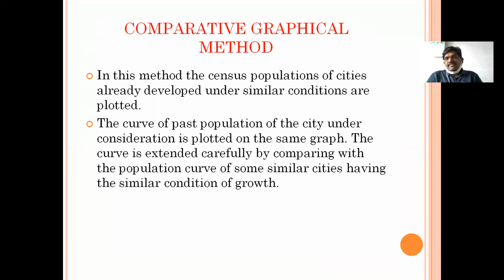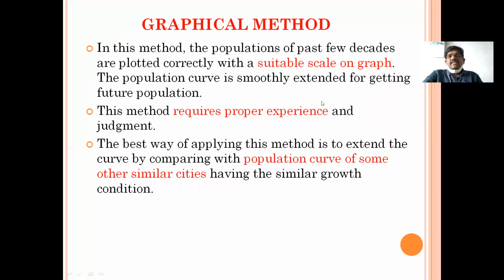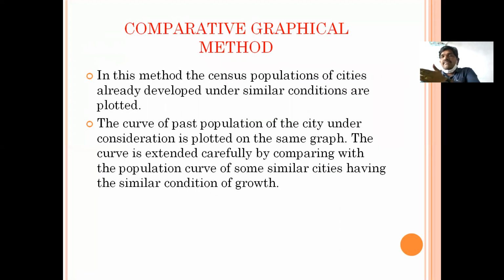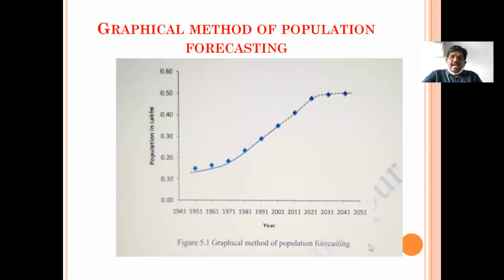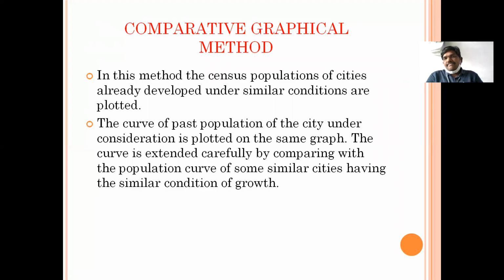This is also very close to the previous method. See here, comparative. In this method, the census populations of cities already developed under similar conditions are plotted. The curve of past population of the city under consideration is plotted on the same graph. The curve is extended carefully by comparing with the population curve of some similar cities having similar conditions of growth. One is we can extend the graph, and another one is we can compare the graph of the already existing cities, and we can go for the prediction of the other city. Here with respect to graph, here with respect to comparison.